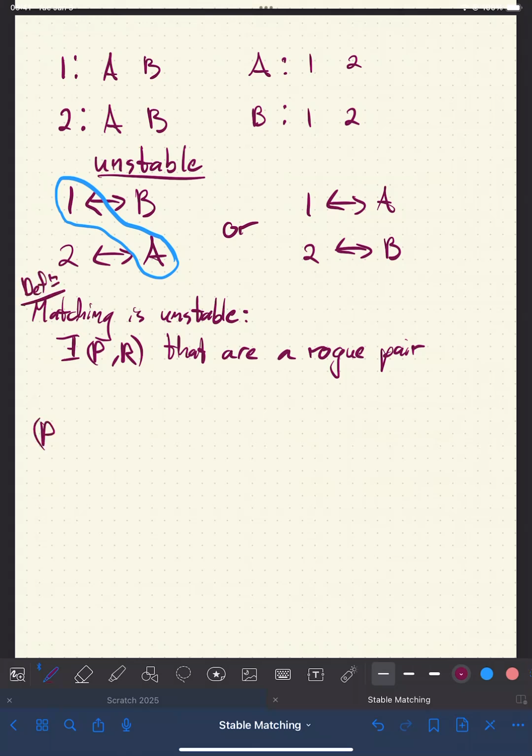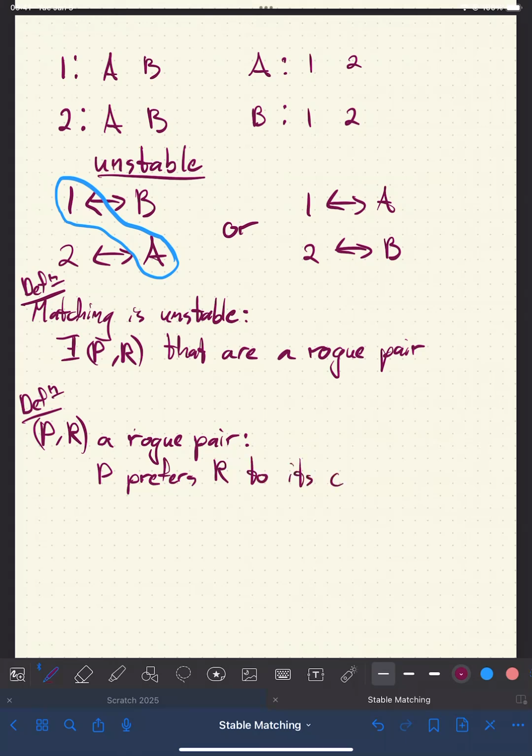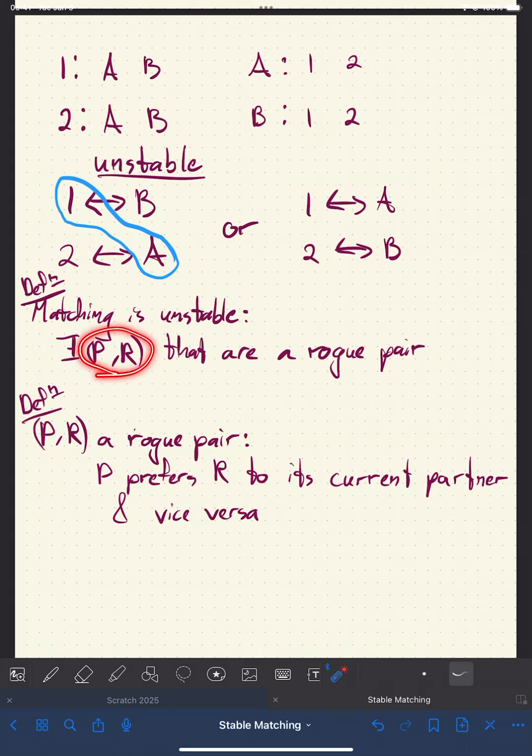So a new definition. Let's just make our little definition symbol here. So that's a definition, and here's another definition. P and R, a rogue pair, means that P prefers, in its ranking, R to its current partner, and vice versa. So that's just this case, right? And again, a matching is a matching of all the proposers and rejectors, or just the two groups. And a matching is going to be unstable if there's two people that were matched together but might end up finding different preferences.